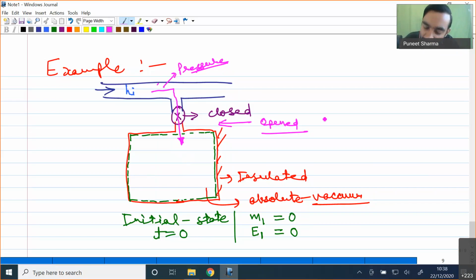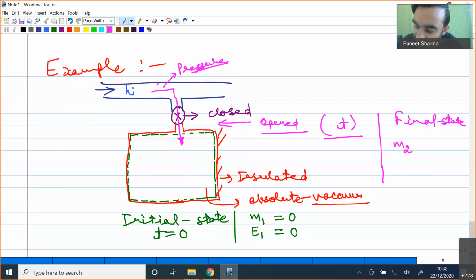So say I have allowed this process to happen for time t, and during this time t we have accumulation of some mass, and obviously while mass has come, that mass will be carrying a certain amount of energy also. Okay, so the final state is after time t. Corresponding to the final state, I will have a certain amount of mass m2, and at the same point of time we will have a certain amount of energy content E2 also.